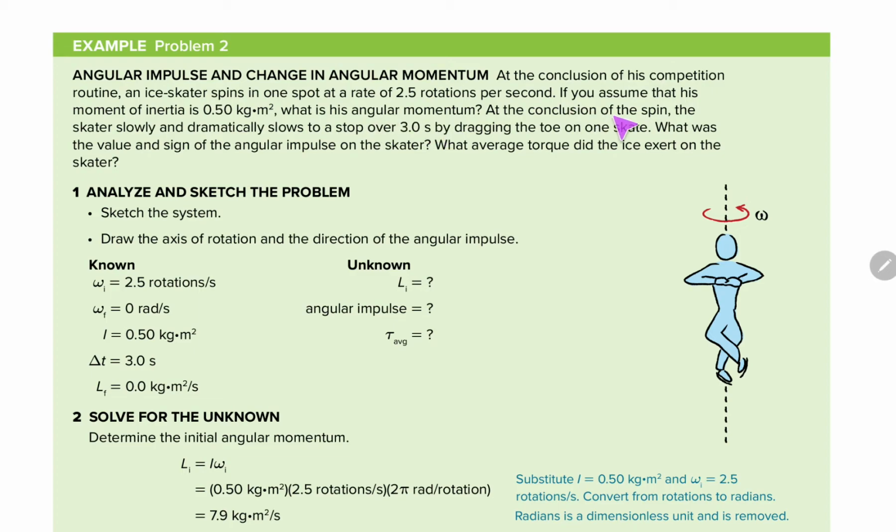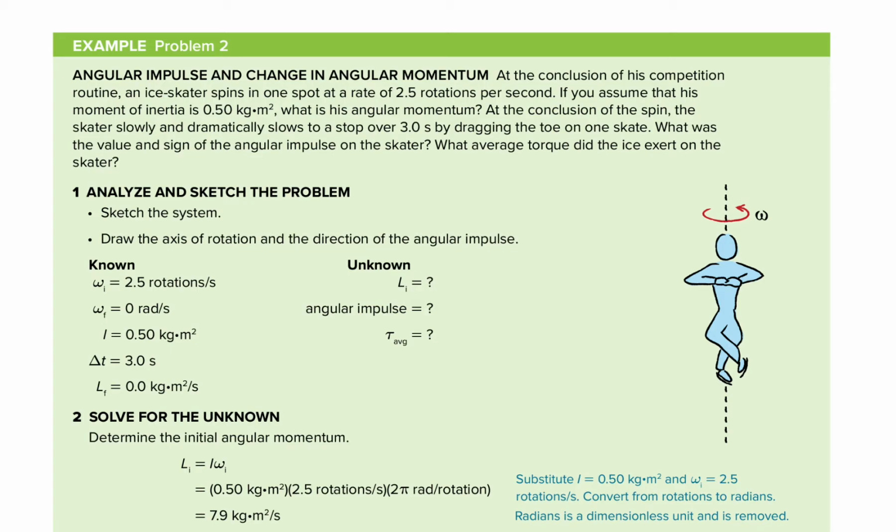At the conclusion of the spin, the skater slowly and dramatically slows to a stop over 3 seconds by dragging the toe on one skate. What was the value and sign of the angular impulse on the skater, and what average torque did the ice exert on the skater?